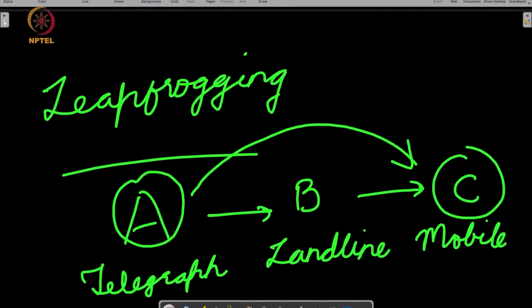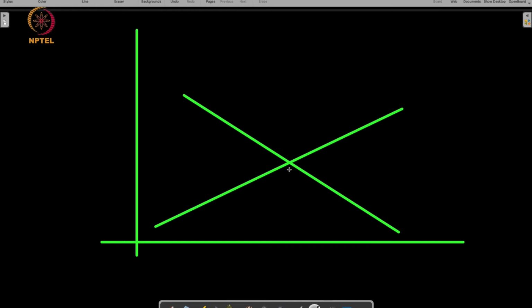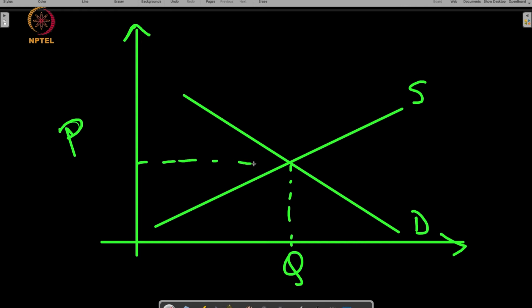Essentially, what we are saying here is that we have observed that in the case of a market, we have the supply curve and the demand curve, and here we have price, and here we have the quantity. So you have a supply curve, you have a demand curve, and where both of these meet will give you the quantity and the price. But this is the demand and supply curve in the domestic market.